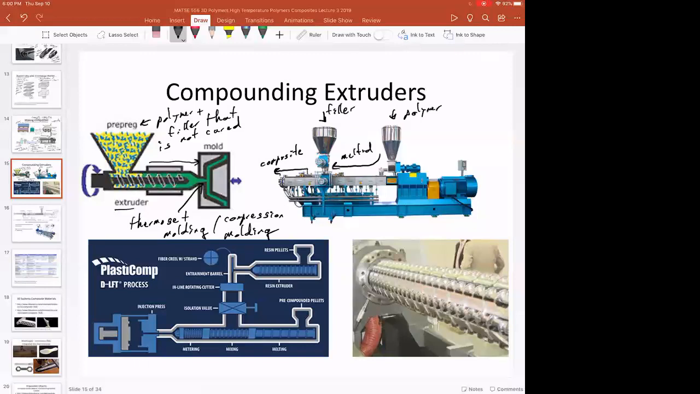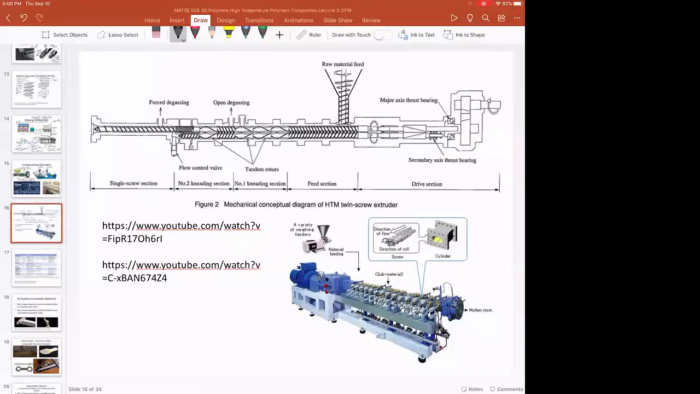This is a multi-screw compounding extruder. That's pretty awesome, but that's a serious piece of equipment. And so you can see that you get a lot of mixing from that. This is just more diagram of the same thing. So the polymer industry is good at this. They're good at making composites, but the AM industry is not yet there in terms of making composite materials.